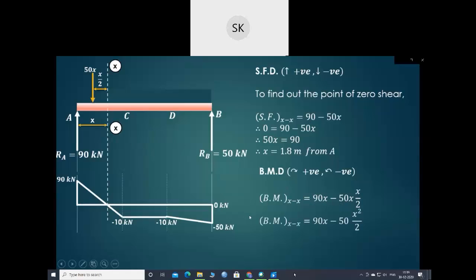So we can say that bending moment at this particular section x-x is 90x minus 50x square upon 2. Substitute the value of x, that is 1.8. At this particular x is 1.8, here also it is 1.8, so we will get the value of maximum bending moment as 81 kilonewton meter.